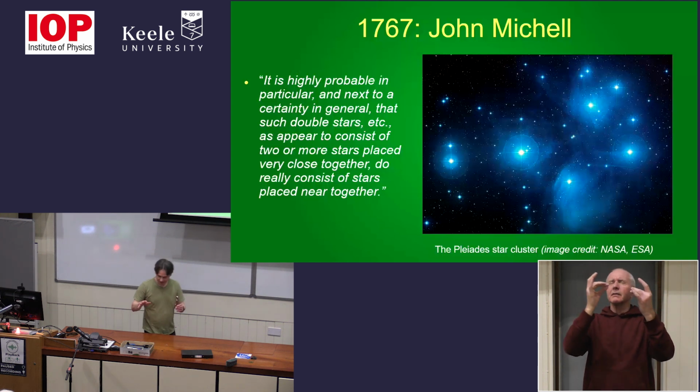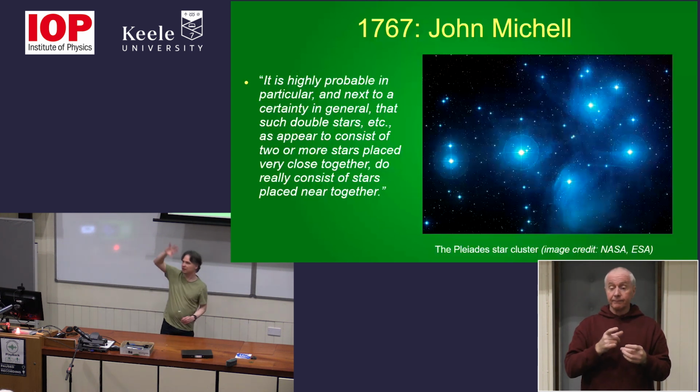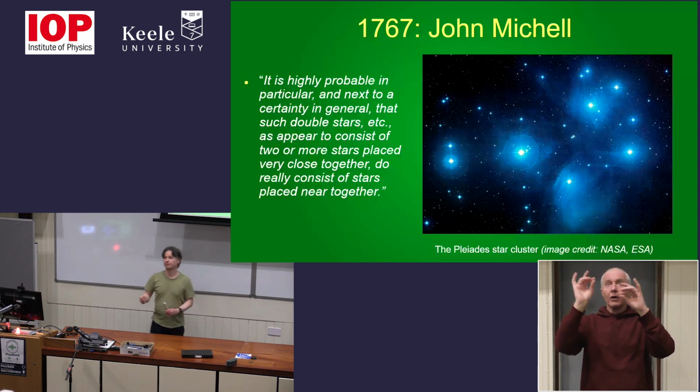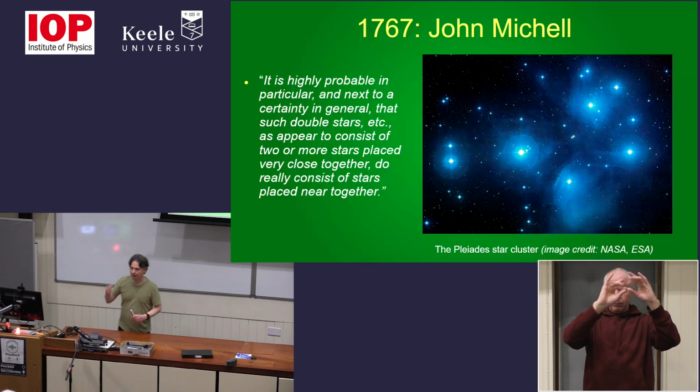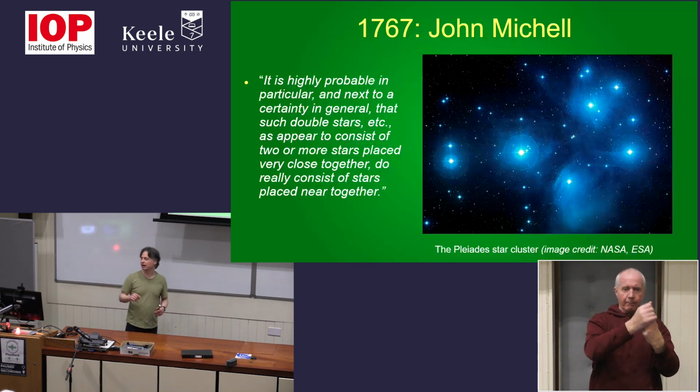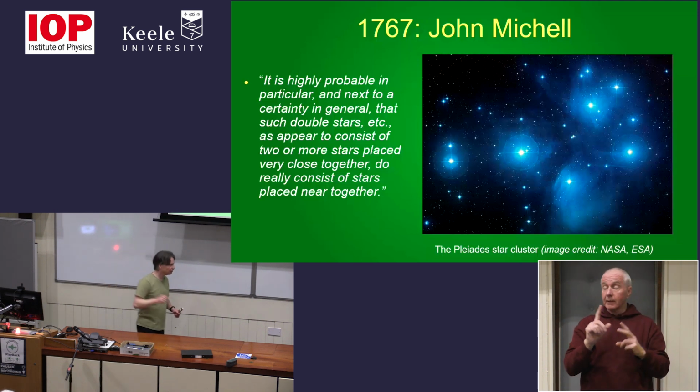The reasoning he had was that if the stars had just been placed randomly, they would not have ended up bunched in the way they are. And he thought that both about binary stars, about which you can see quite a few with the naked eye, but in particular about clusters of stars.